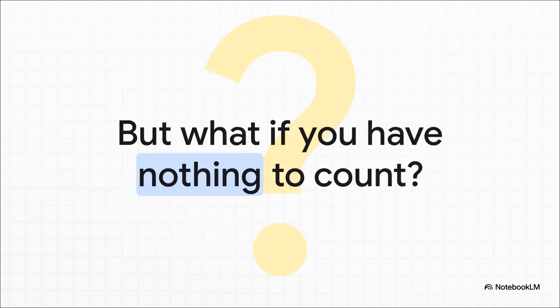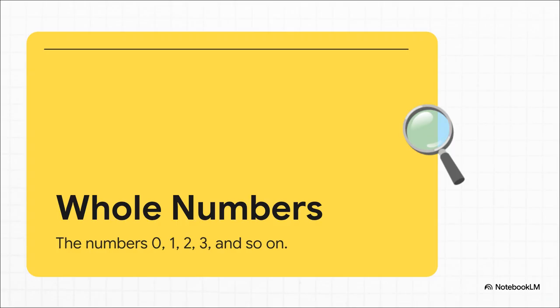And this set works perfectly, until it doesn't. What happens when you have, say, 3 cookies and you eat all 3? How many are left? Suddenly, our natural numbers have a problem. There's no number for, well, nothing. So to fix that, we had to literally invent a new number, 0. It was a huge deal. And once we add 0 to our collection of natural numbers, we get a new set called the whole numbers. Problem solved. Now we can talk about having nothing left.